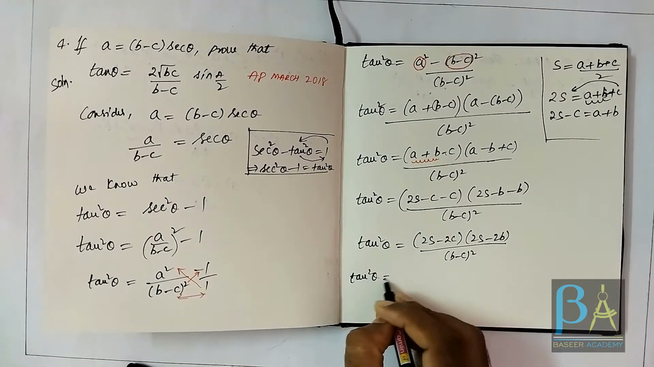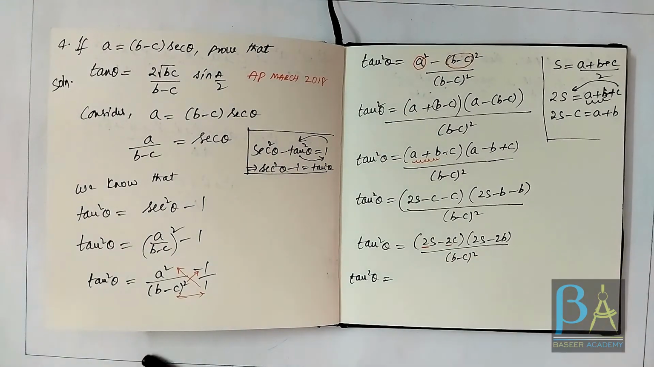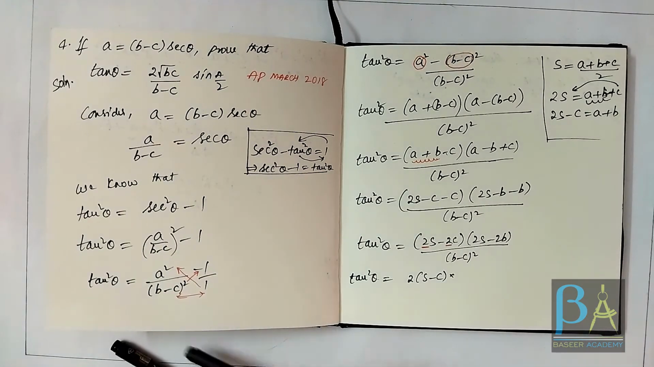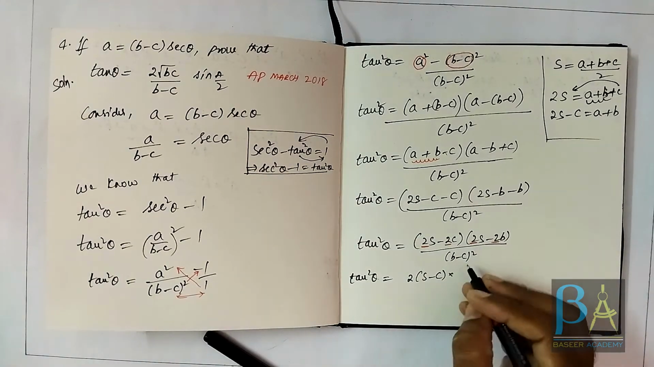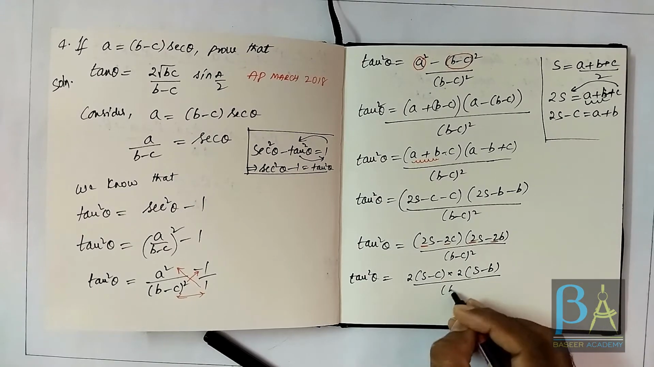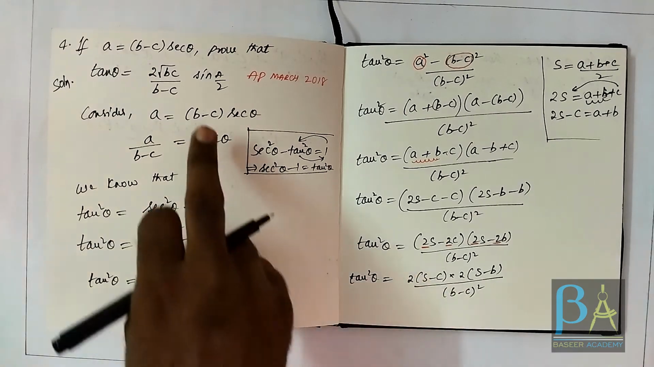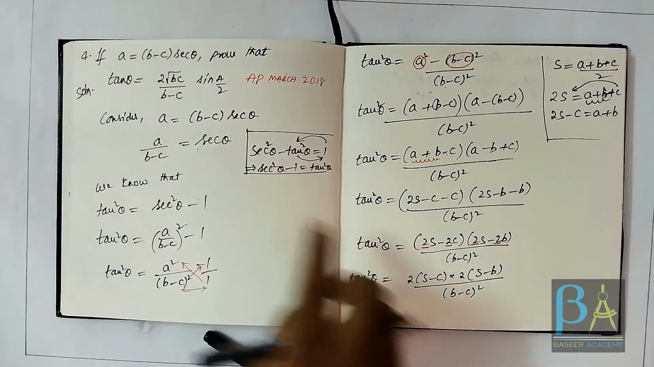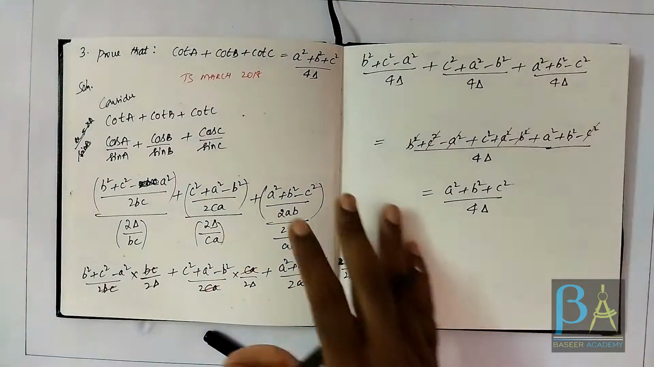What else can we do here? I can take 2 common from the first bracket, because I have a 2 here, I have a 2 here. And then perhaps I can take 2 common from the second bracket as well. So I'm left with s minus b by b minus c whole square. But am I now close to the answer? I don't think so. I'm supposed to get sine a by 2 here, but I don't have sine a by 2 here. So let's go back and see what sine a by 2 is.